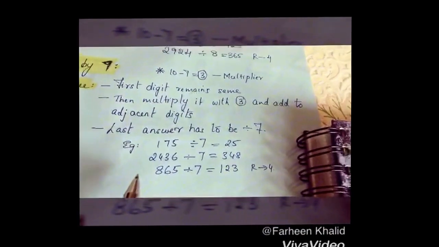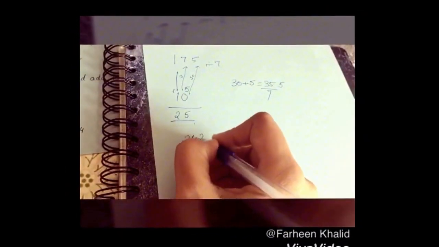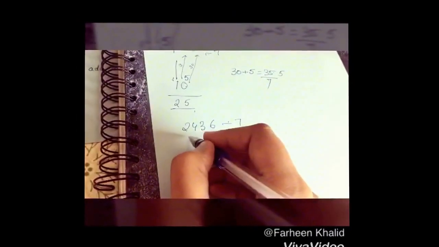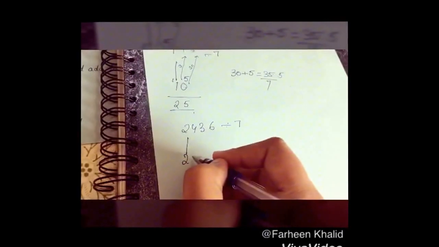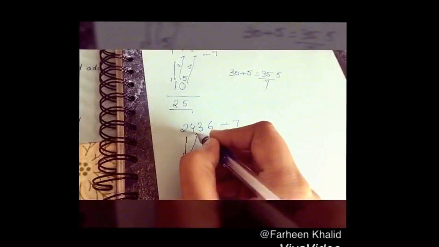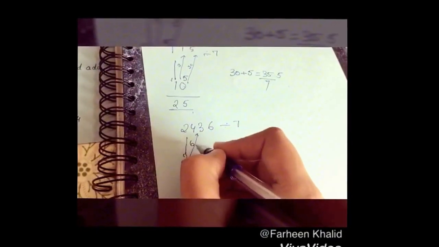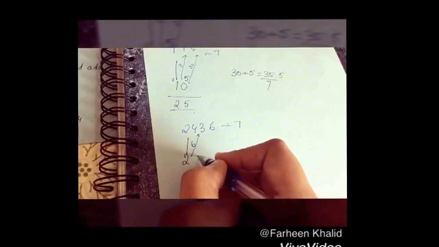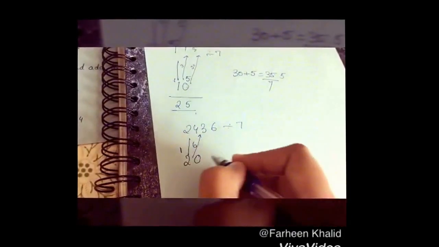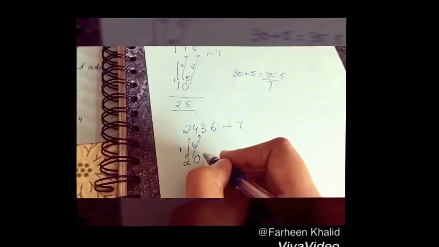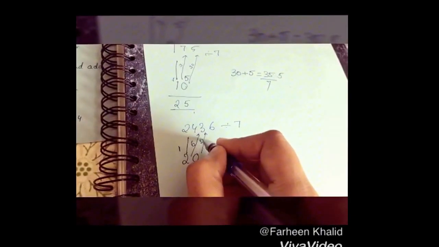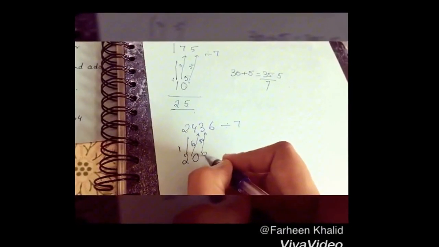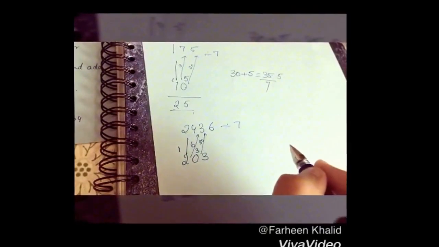Okay, let's do the next one, which is 2436 divided by 7. So 2436 divided by 7, which is again we take the 2, we multiply it by 3, so 2 times 3 is 6. You add it to the 4, so 6 plus 4 makes it 10. You carry the 1 here, then 10 times 3 is 30. You add the 30 to the 3, which makes it 33. So you have 33 here.